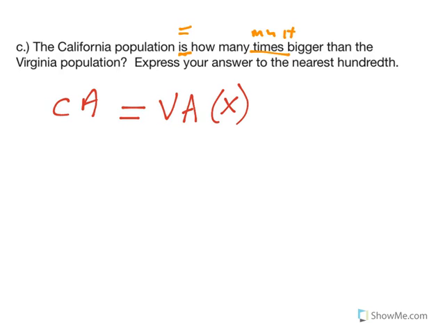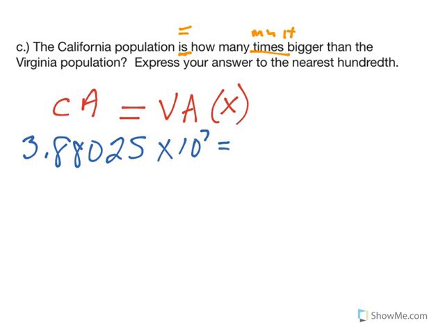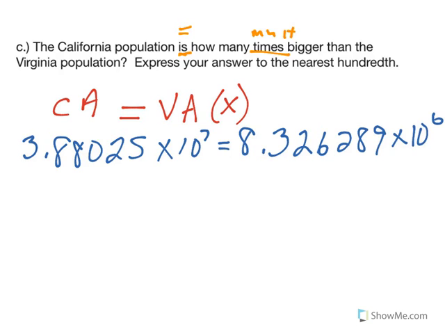That's what it's asking. So we take California, which we found to be 3.88025 times 10 to the 7th equals Virginia. Virginia is 8.326289 times 10 to the 6th. Out of space, and we're going to multiply this whole piece by x, the unknown.